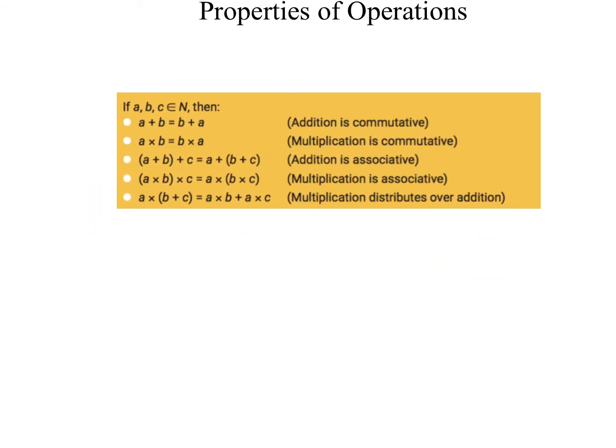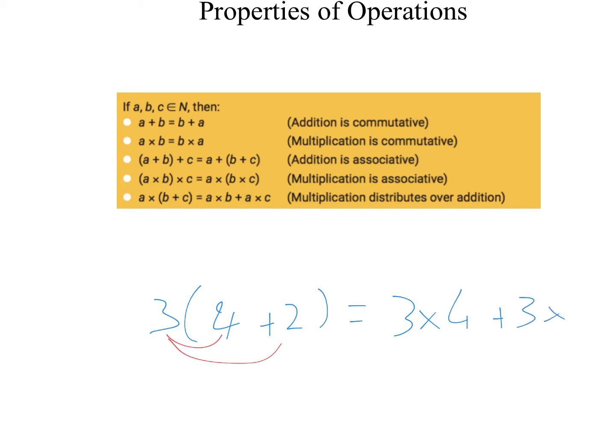And then the final thing is just multiplication distributing over addition. Again, this is stuff that was done in first year. Honestly, doesn't really come up in the course much. So if we have 3 times 4 plus 2, we can split that up and say it's equal to 3 times 4 plus 3 times 2.